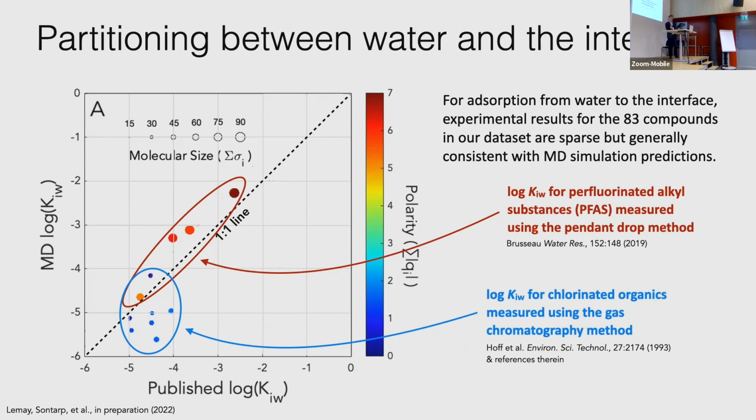So the bias that we're seeing in the log KH value seems to not be coming from the water side of the interface. It's not when the compound is transitioning from the interface into bulk water. It seems to be when the compound is transitioning from the interface into bulk air.